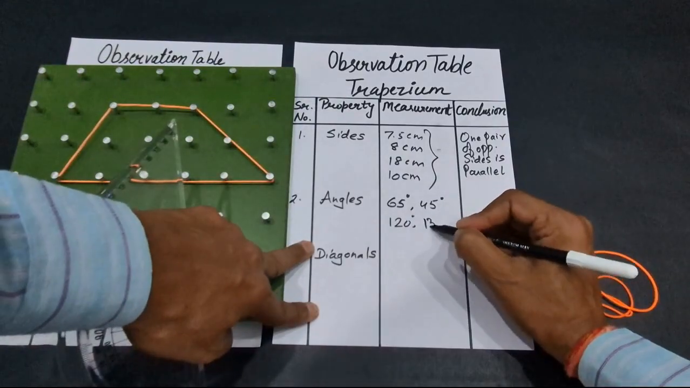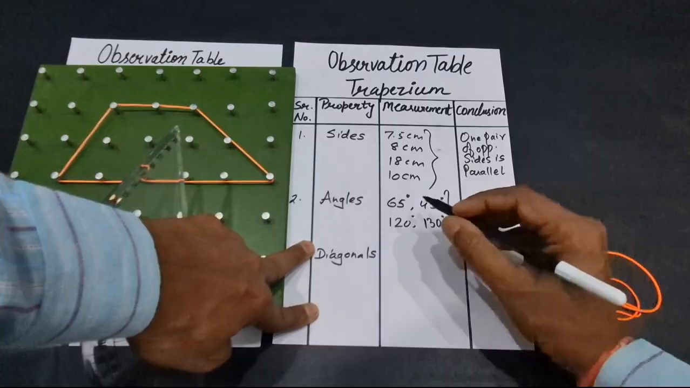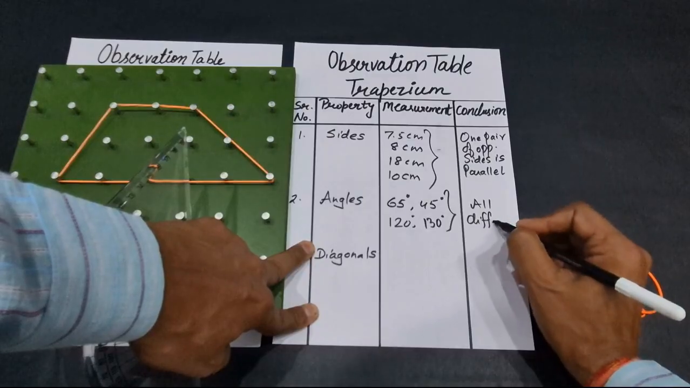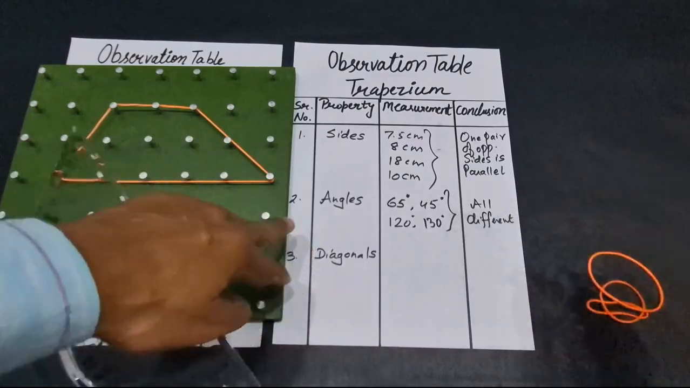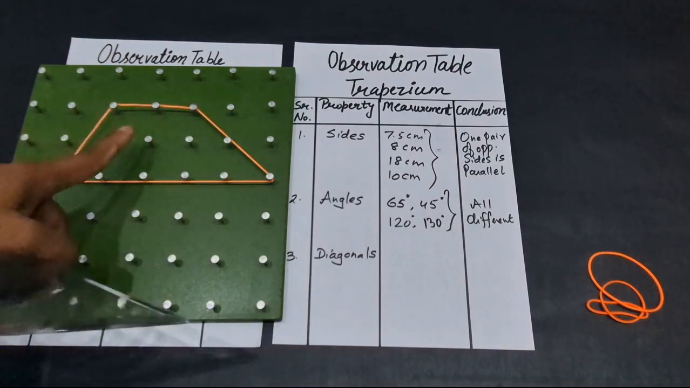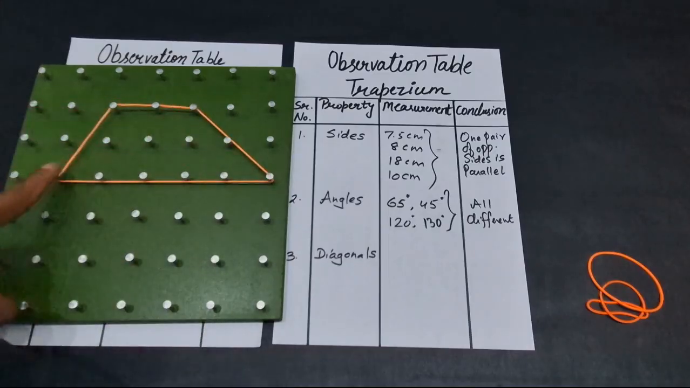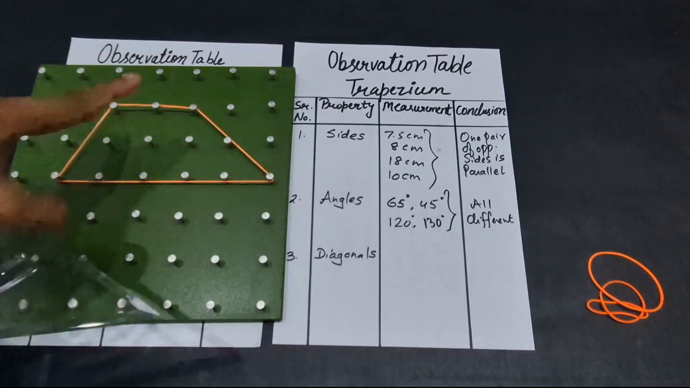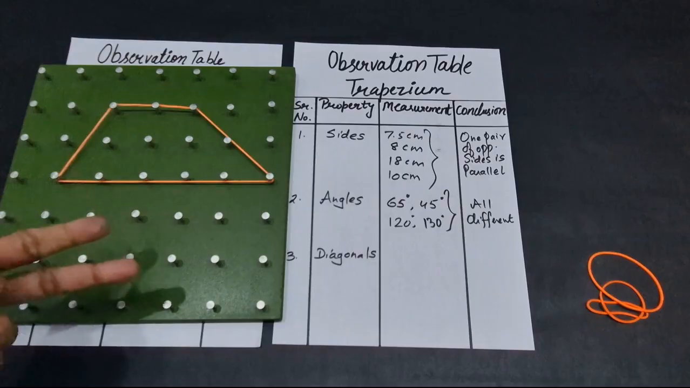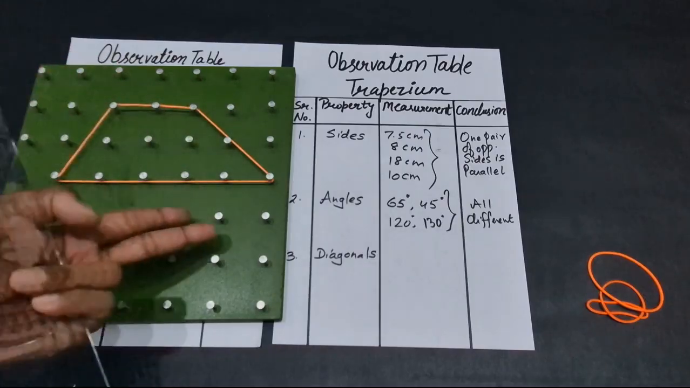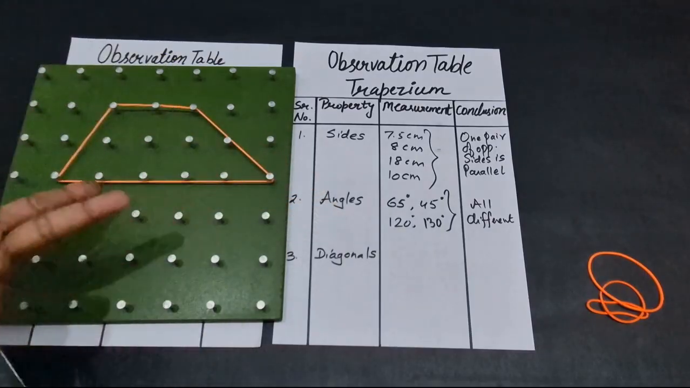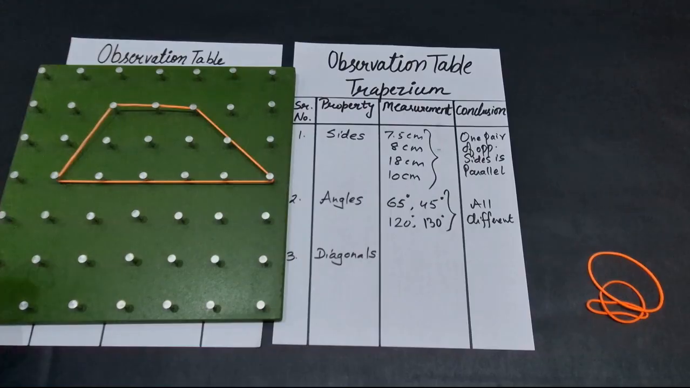So you can conclude that the angles are all different. They may or may not be equal. Even if they are equal, you can't say that it is not a trapezium. If all angles are different, still it can be a trapezium. If two angles are equal or three angles are equal, still it can be a trapezium. But we cannot conclude any property regarding the angles. It is all different, or two same, or three same.